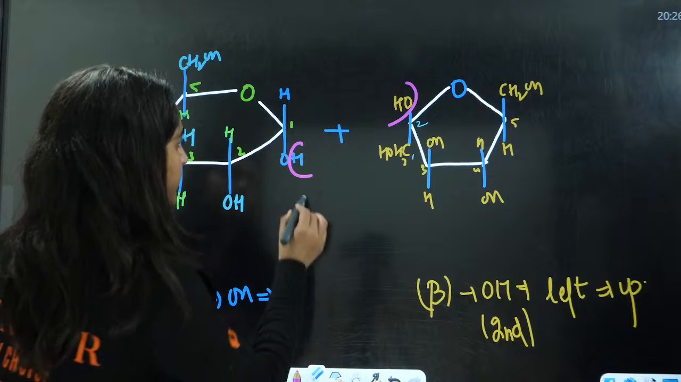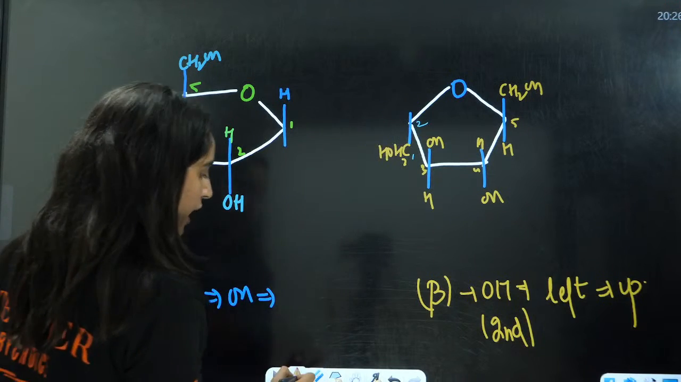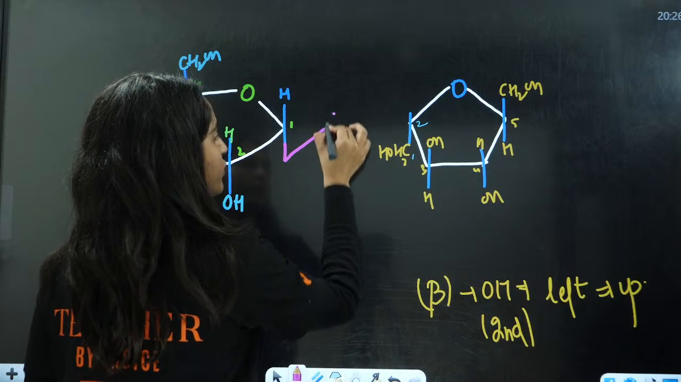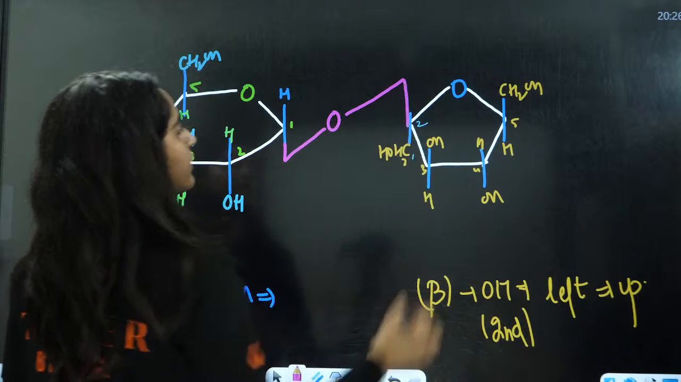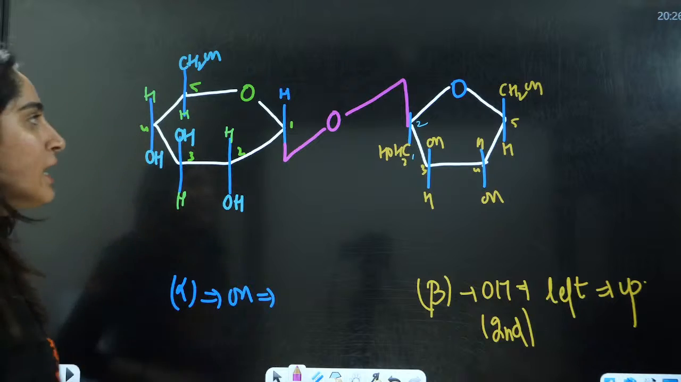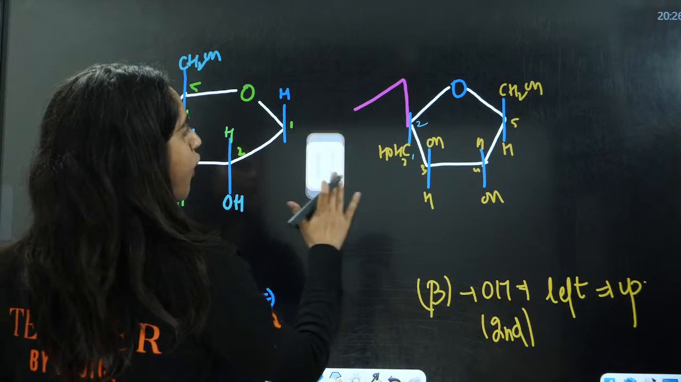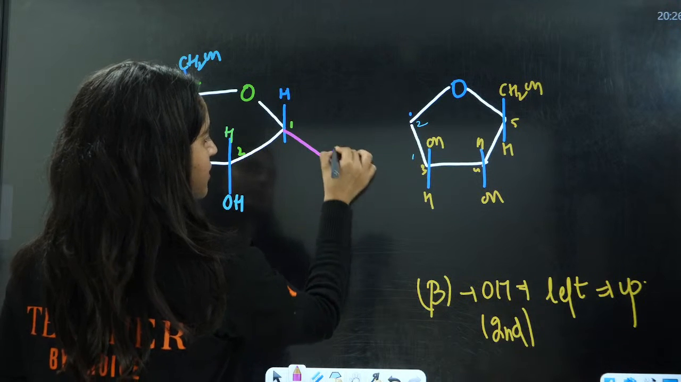Just link this. Here I am erasing this one, this one, and this one. You are going to have this kind of linkage here. Either you can draw it something like this, or you can simply draw it something like this.